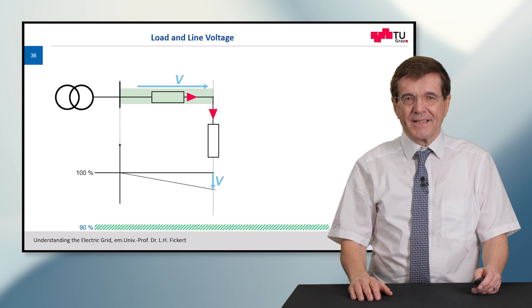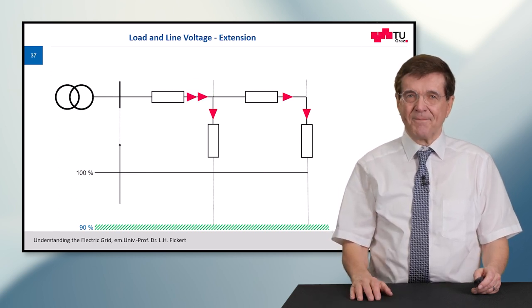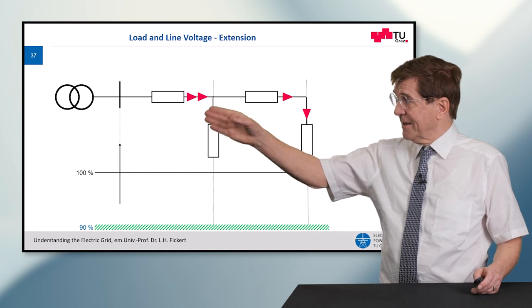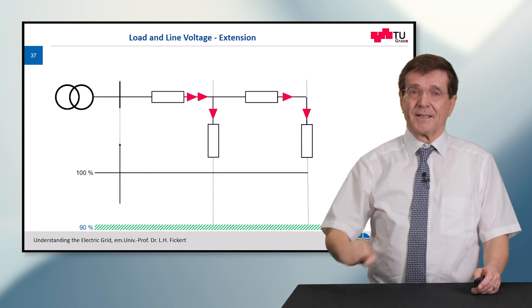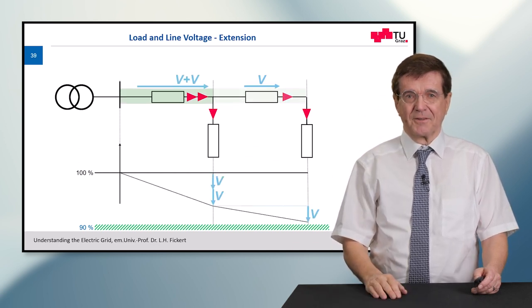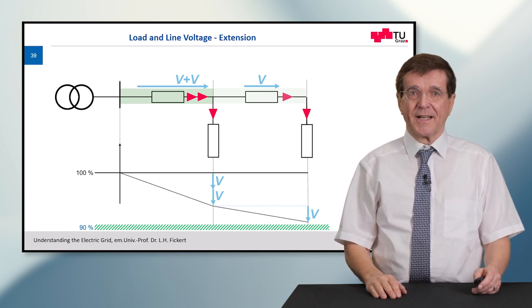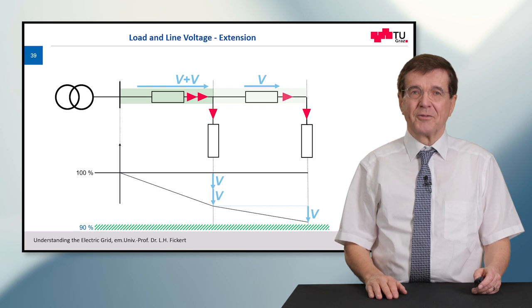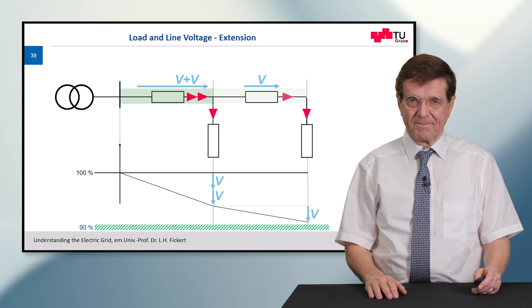Now let's expand this network to a second user of the same quality. You see, in the first section, the middle center of this line, there is double the current, and double the current means double the voltage loss. So it can be shown here that the voltage is much worse at the end of a line, which is typical for radiant networks. And as long as it is within its statutory limit, it is okay.